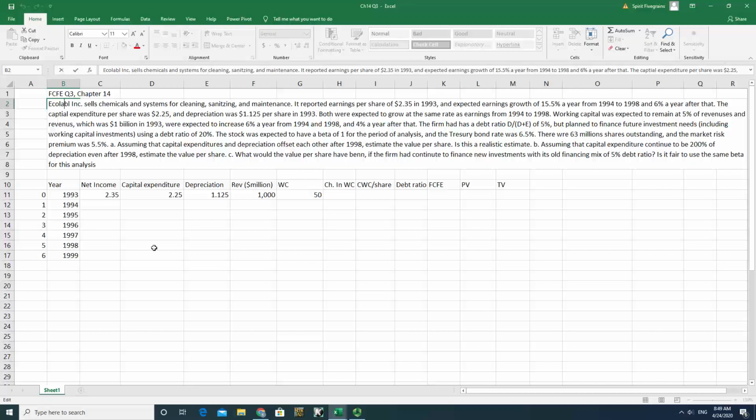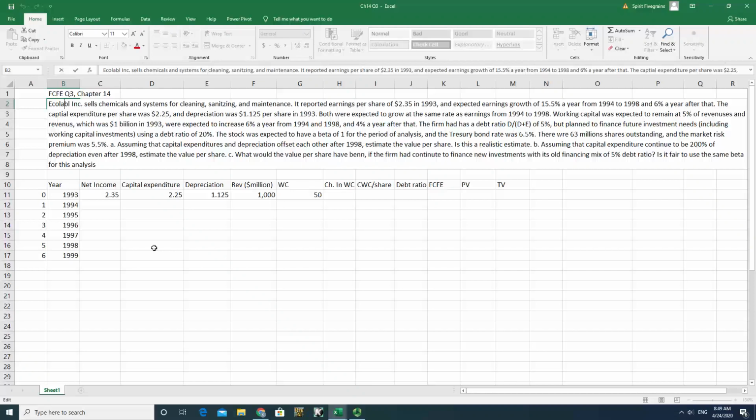The capital expenditure per share was $2.25. Okay, that's the capital expenditure. Depreciation was $1.125 per share in 1993. The difference would be the net capital expenditure. Both were expected to grow at the same rate as earnings from 1994 to 1998, which is also equal to 15.5% a year. Working capital was expected to remain at 5% of revenues.